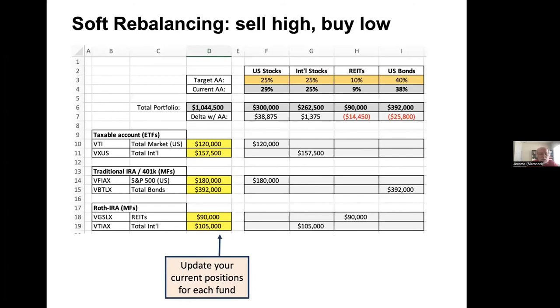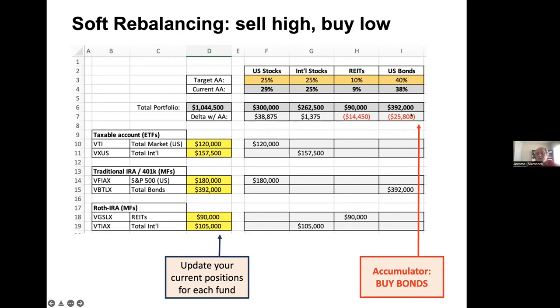Okay, so being a little bit heavy-handed, let me illustrate that soft rebalancing with my little spreadsheet. Mr. Market did whatever it did, and here is your current portfolio, and you have some money to add. Well, take a look at this handy row 7, and you see right away that bonds are missing. You're at 38%, you would like to be at 40%, that's 25K. Well, if you're an accumulator, the logical move is to contribute to your 401k or your IRA, if you can, and then buy bonds.